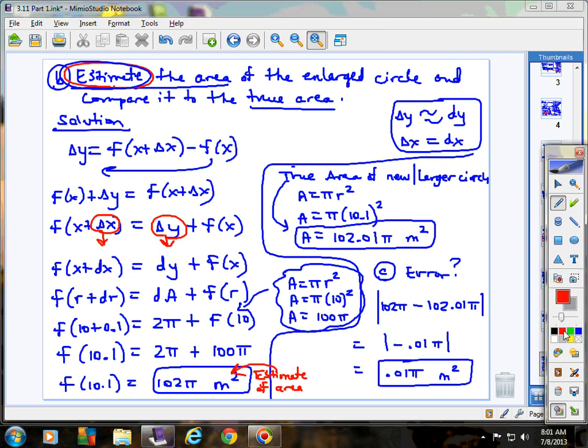So you see the purpose of those absolute value bars? You could have started with that one and then subtracted that one. You get positive 0.01 pi. Still going to make it positive either way. So all you care about on the error is how far apart they are. You don't really care which one's larger or which one's smaller.